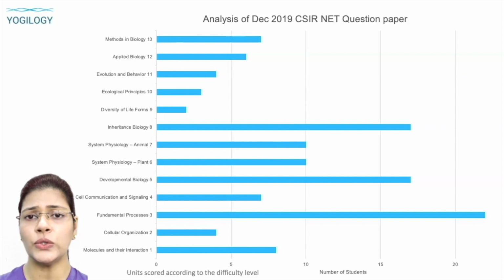Among the 13 units, the majority of students who appeared for the test found Unit 3, fundamental processes, which includes DNA replication, transcription, translation, as the unit from which most of the difficult questions were asked, and Unit 9, diversity of life forms, which includes taxonomy and classification of plants and animals, as the unit from which easy scoring questions were asked. Let's move to the next slide.